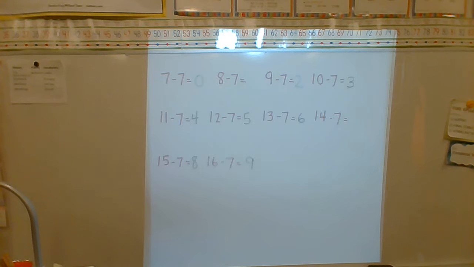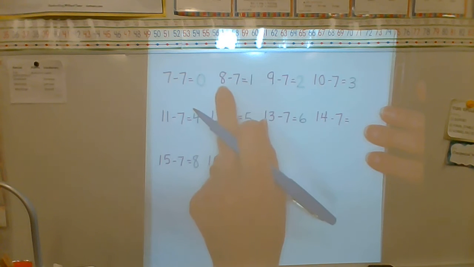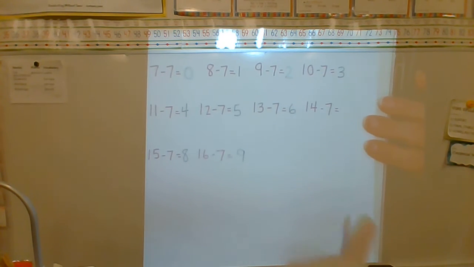Take your time. Not sure. Double check. That's right. 8 minus 7 equals 1, because we know that 1 plus 7 is 8. And that leaves our last friend, 7. And we know we're right because it's a doubles problem. 7 plus 7 is 14.